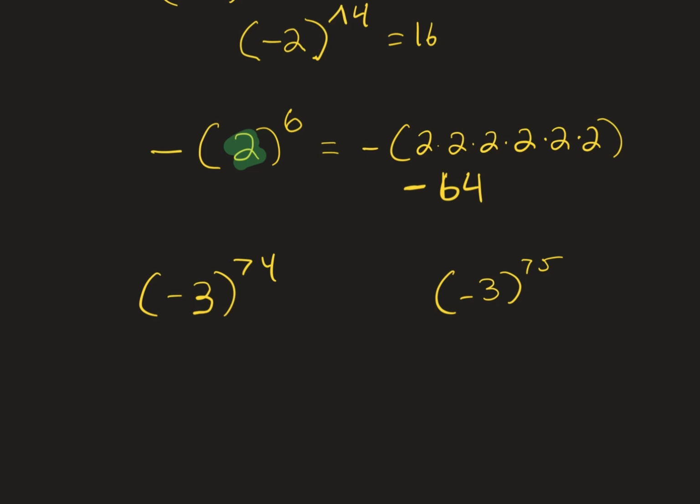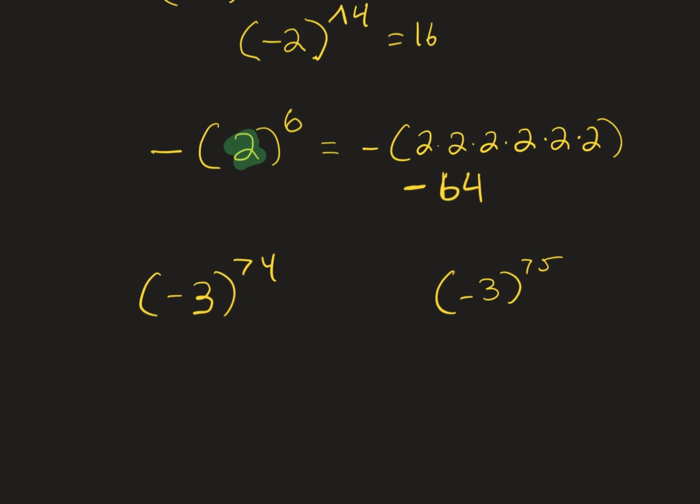So can we think of a conjecture? If it's even, it's going to be positive. If it's odd, it's going to be negative. And this only applies if you've got a negative symbol inside the parentheses. So if you've got a negative symbol inside the parentheses, if your exponent is even, you're going to get a positive result. If your exponent is odd, you're going to get a negative result. Any questions with this? We're good with this part of it. We can evaluate them on your calculator.